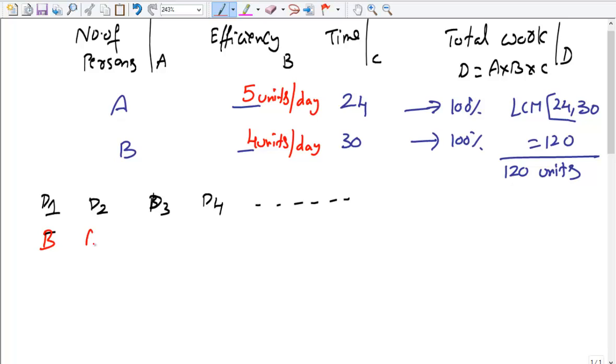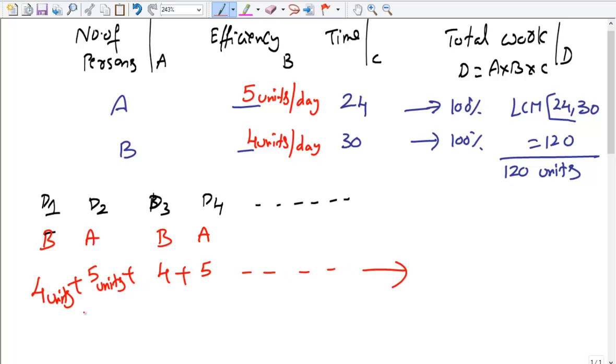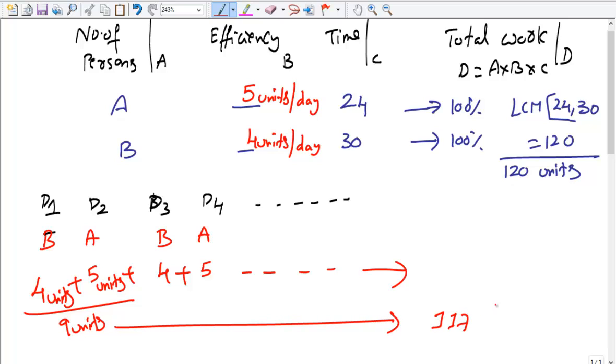It's B, A, B, A. In such a case, it's 4 units. Next day, it's 5 units. And next day, it's 4. Next day, it's 5, like this. They need to finish together. That's 4 plus 5, and so on. Instead of it, we can take 9 units. And as usual, that's going to be 117 units at the end of the 26 days.